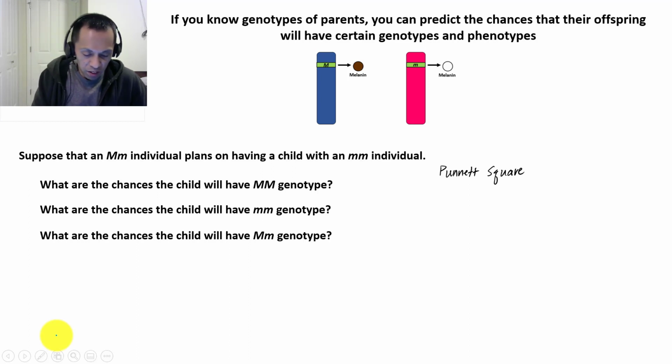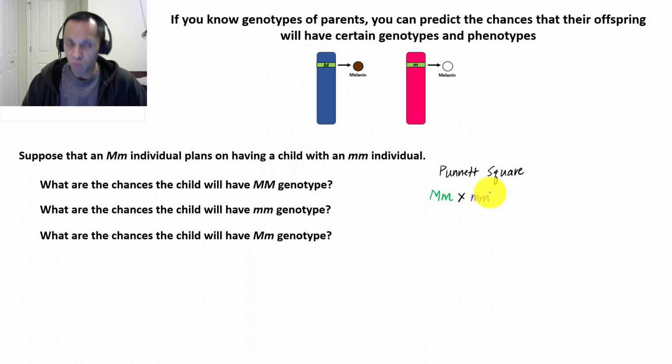In this problem, it says that a big M, little m individual is going to mate with a little m individual. Typically the way that's written out in shorthand is like this: a big M, little m individual who's going to cross with a little m individual. So someone with a heterozygous genotype mating with someone who has the homozygous genotype, homozygous for the small m allele.